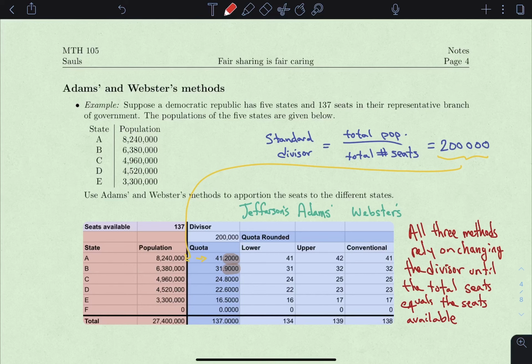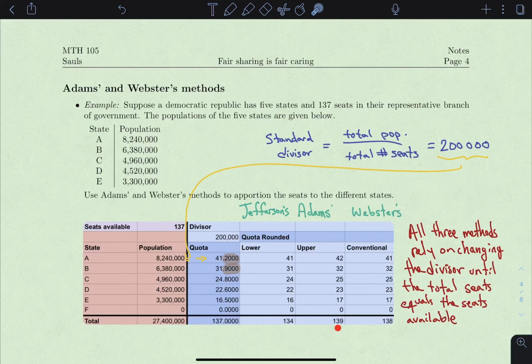So we can see that the standard divisor does not work for any of the three methods because none of the total seats allotted right now is 137. So let's work with Adams's method first. Right now we've given out 139 seats. We've given out too many seats because we overshot by 2.